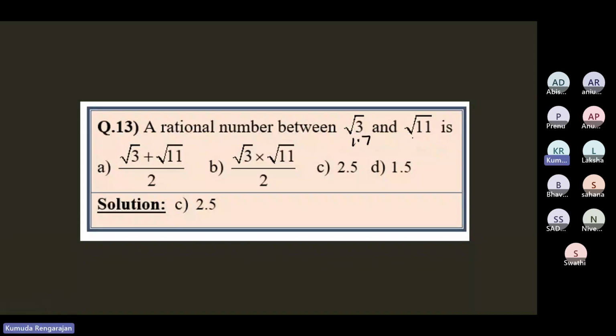So what is a rational number between? This is 1.7 and this one is like 3 point something. So between these two is 2.5, not 1.5, because 1.5 does not lie between these two. This is 1.7, this is 3 point something. So 1.5 will be here, before 1.7. Between is only 2.5. Though both 2.5 and 1.5 are rational numbers, 1.5 does not lie between. 2.5 is a number that lies between root 3 and root 11.